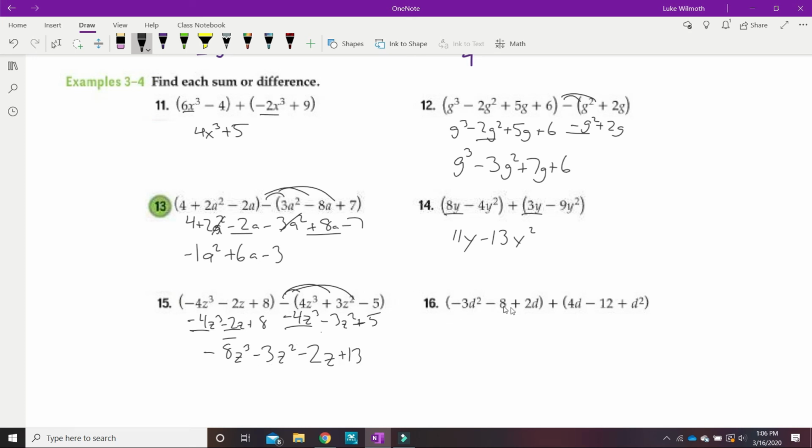Last one here, it's plus, so I don't have to rewrite it. Let's combine our like terms. Negative 3d plus 1d squared is going to give me negative 2d squared. Oh, sorry, let's look at the d's next. 2d plus 4d is 6d. And negative 8 minus 12 is going to give me negative 20.